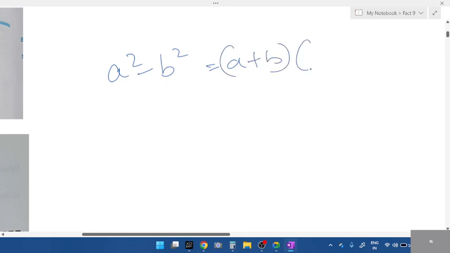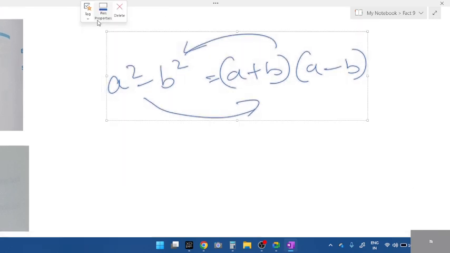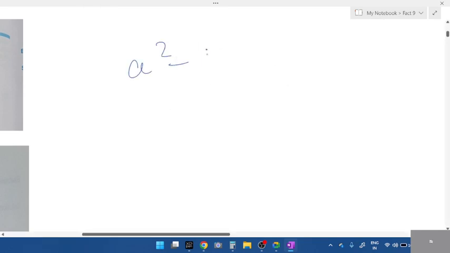What's the answer for? Correct. I told you to remember both, right? If I give (a plus b) into (a minus b), what's the answer? If I give a square minus b square, it is (a plus b) into (a minus b). Remember this concept. Now, how many terms are there in a square and b square?